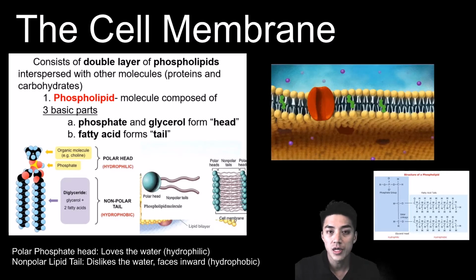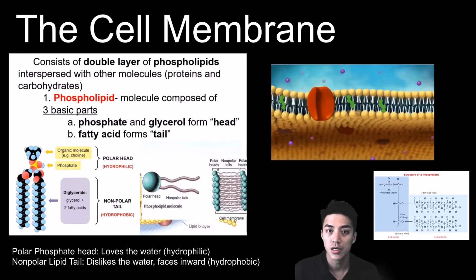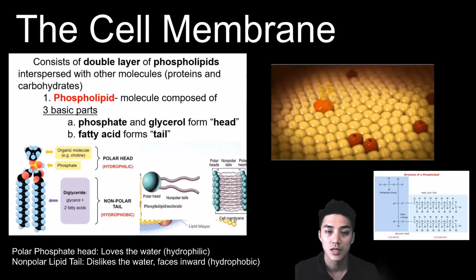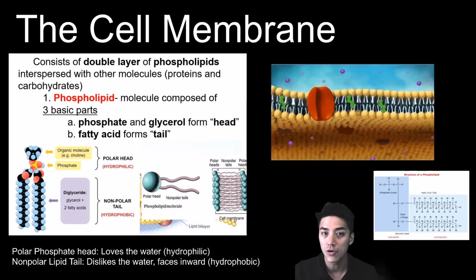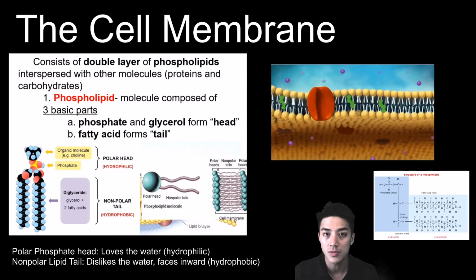A phospholipid has a few main parts. First, it has a phosphate head, which is polar. And because it's polar, it loves the water. It's hydrophilic. Next, it has a hydrophobic tail, which is made from fatty acids, and these are pointing inwards because they dislike the water. They're hydrophobic. Hydrophobic just means that it fears the water, dislikes the water.